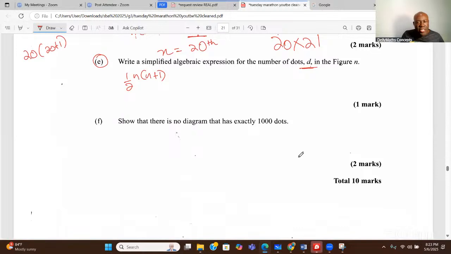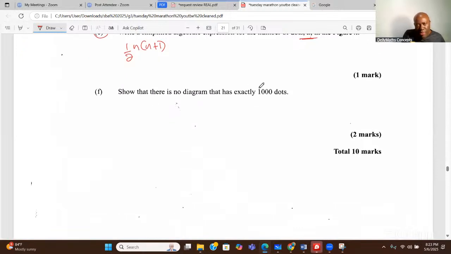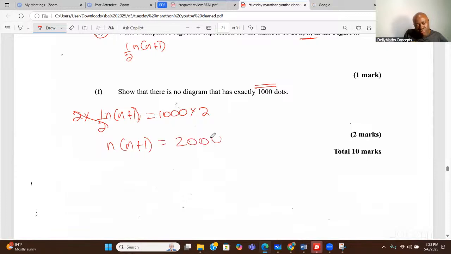All right. It says now, show that there is no 1,000 dots. In other words, if you continue doing what you're doing, you can't get 1,000 dots. You're going to take this same thing here, this represents dots, and set it equal to 1,000. I'm going to do the same maths and multiply by 2. So you have n times n plus 1 gives 2,000.